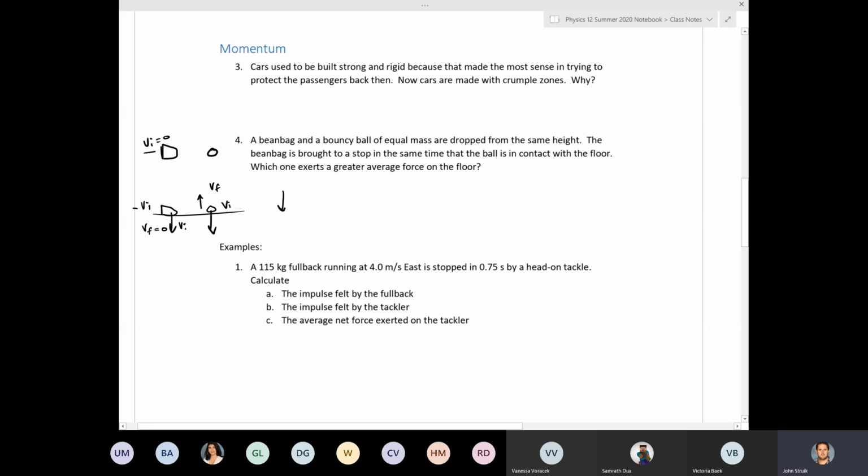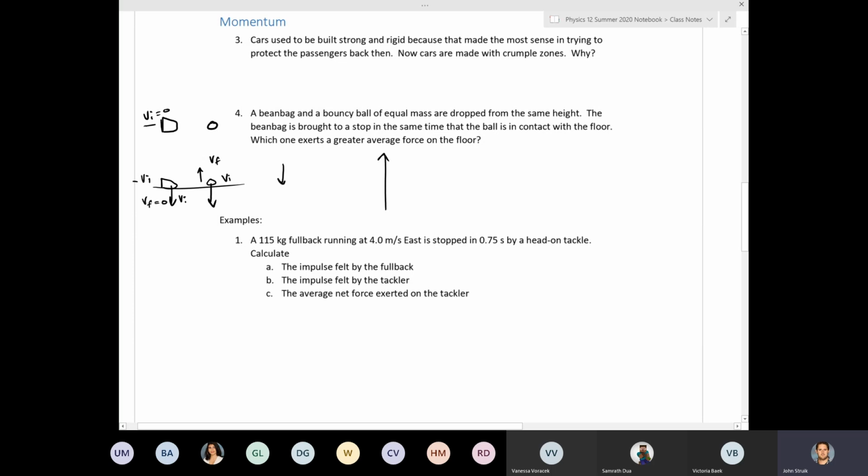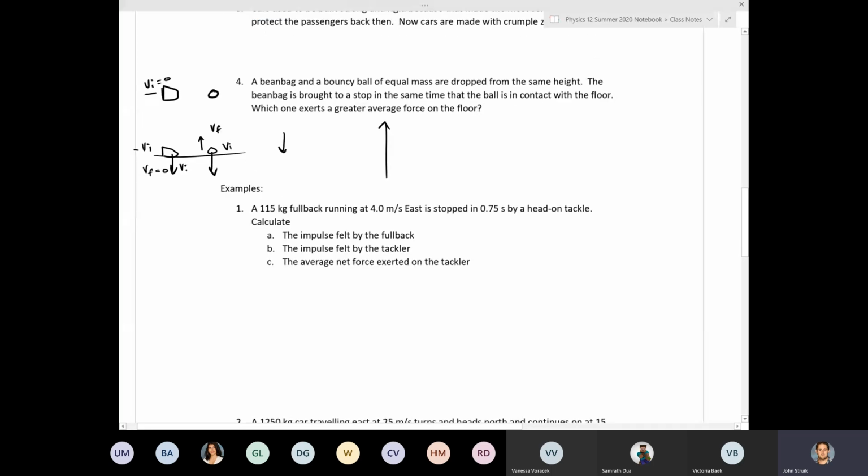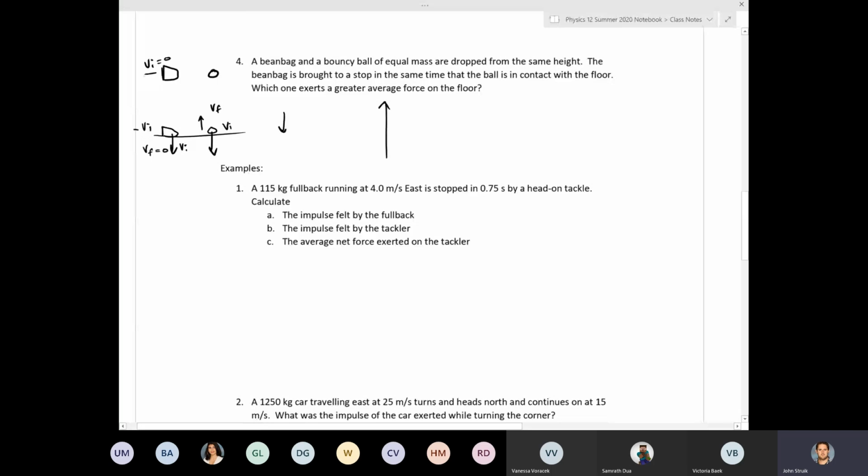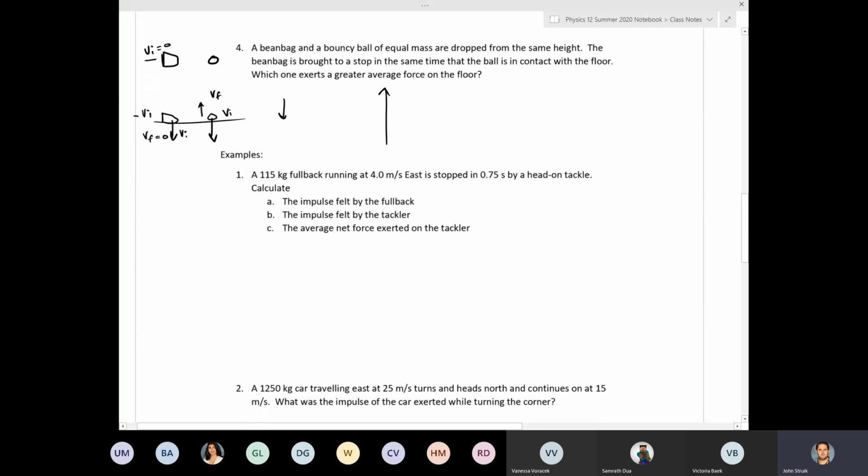Okay, VF minus VI, 0 minus VI is that. The change in velocity of the bouncy ball is this, where you add the VF and the VI. So it's a much bigger change in velocity, therefore it has a greater force on the floor. Hopefully that made sense. We've done vector addition and all that, so hopefully you can apply that. Okay, so let's do some examples.